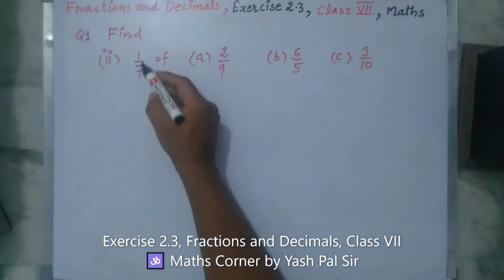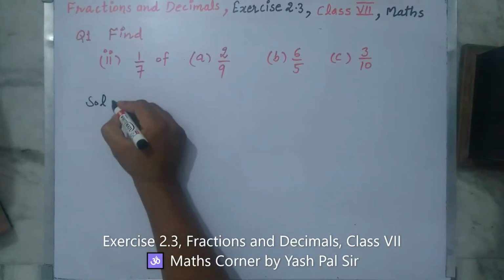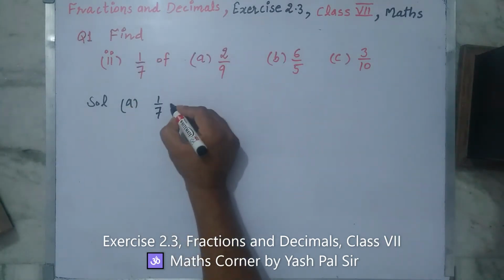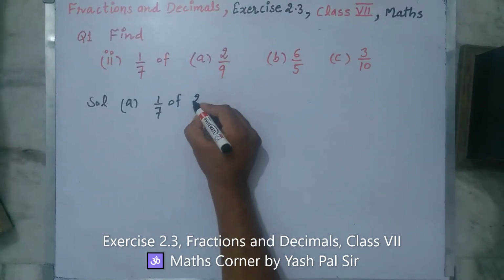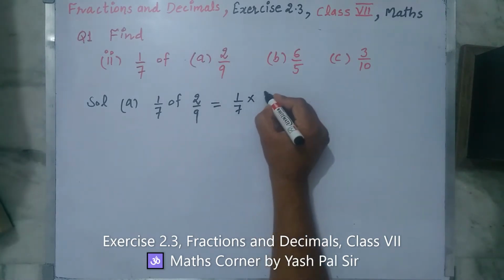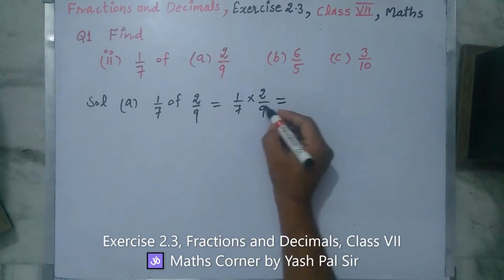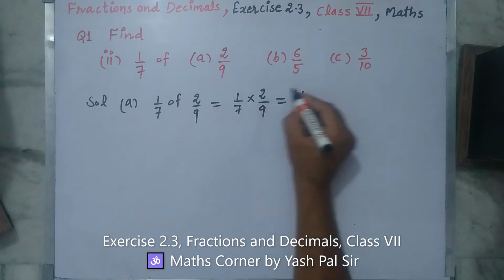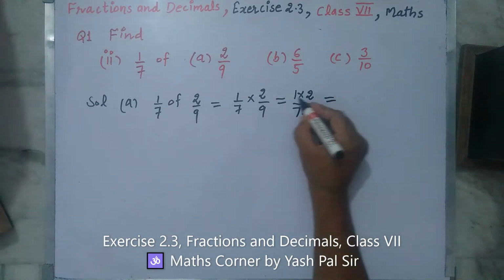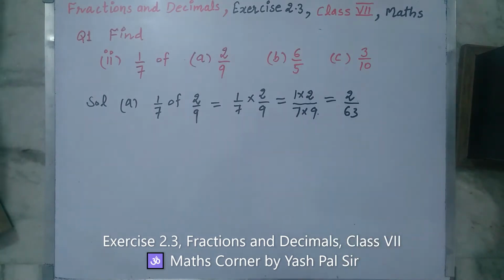Second part is 1 by 7 of A part, 2 upon 9. So how to solve? First of all, taking A part, starting from 1 upon 7 of 2 upon 9. That means 1 upon 7 into 2 upon 9. Of means into. Now how to multiply? 1 is multiplied with 2, 7 is multiplied with 9. Answer is 1 into 2, 2, 7 into 9, 63.